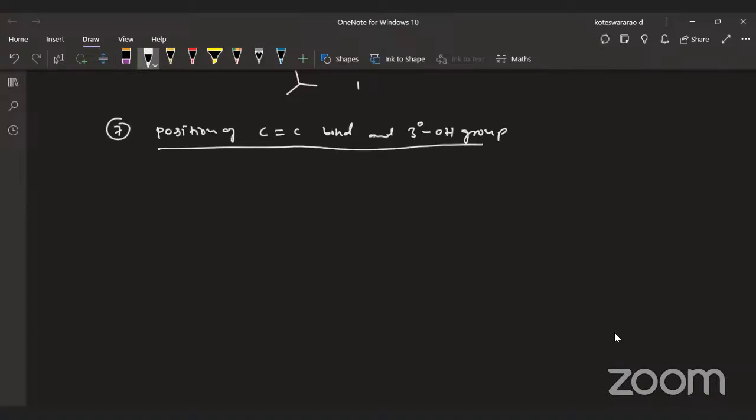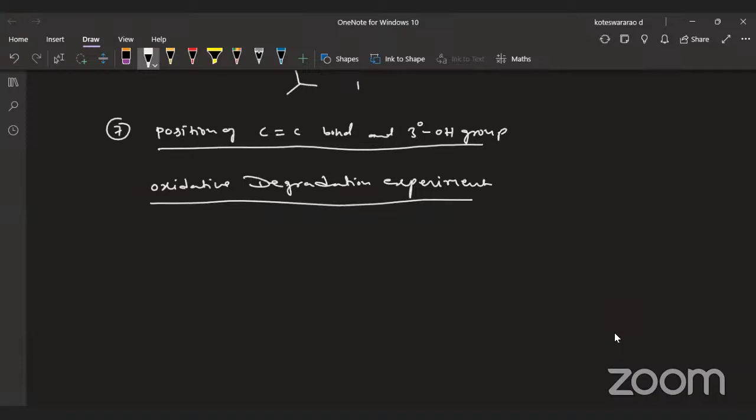For that, the position of C double bond C and OH group is inferred from the oxidative degradation experiment. What is going on? First, you take alpha terpineol. What is the molecular formula? C10H18O.